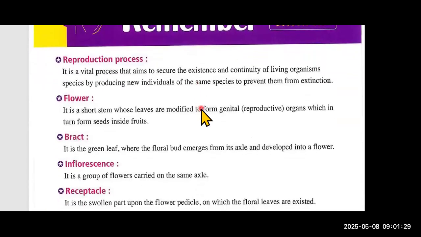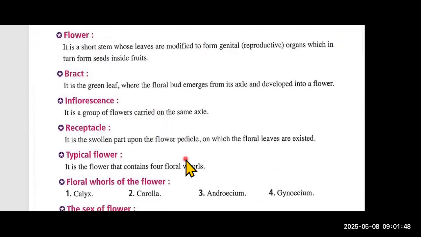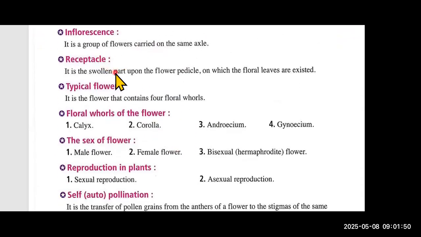Living organisms like plants, to keep themselves from extinction, must carry out the reproduction process. The flower is a short stem which helps in the reproduction process, carrying modified green leaves. Inflorescence is a group of flowers carried on the same axis. Receptacle is the swollen part that carries all the parts of the flower.